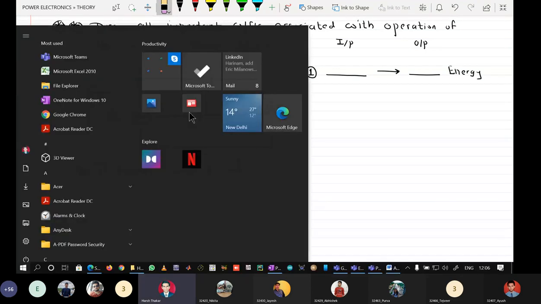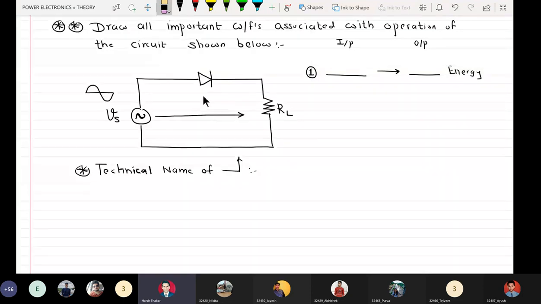Yes, this circuit now has a diode, so it is a rectifier or a converter. What is the difference I said between a converter and rectifier? Does anybody remember? You remember I said there is something called controlled rectifier and uncontrolled rectifier. Yes, now say.